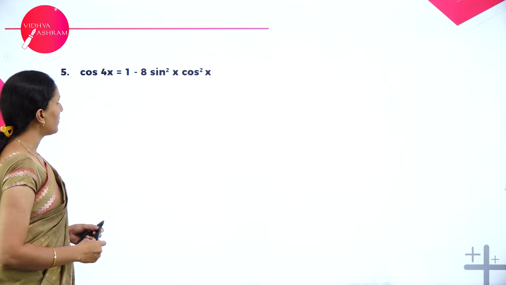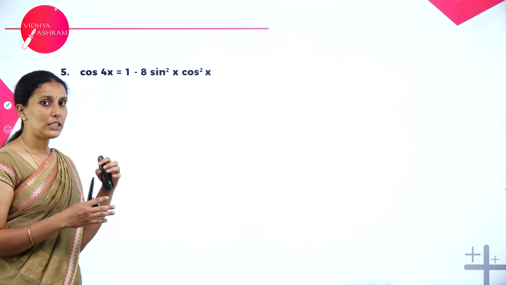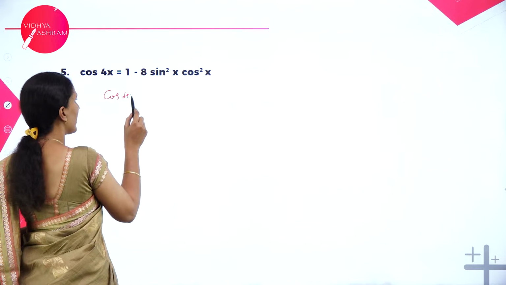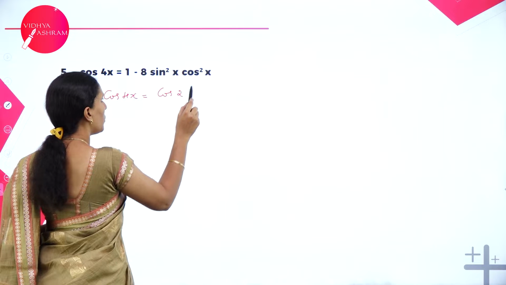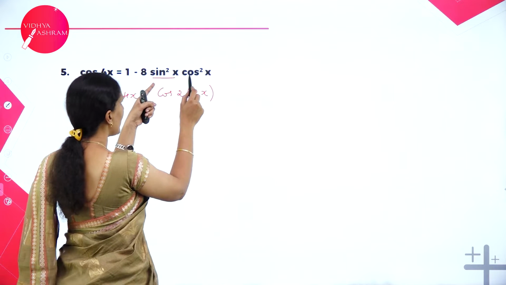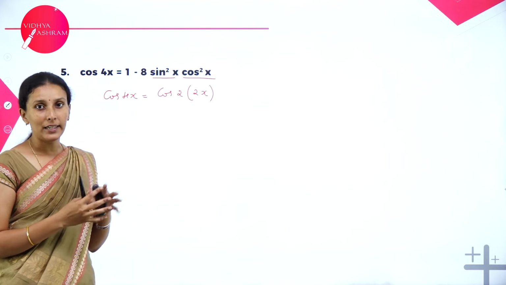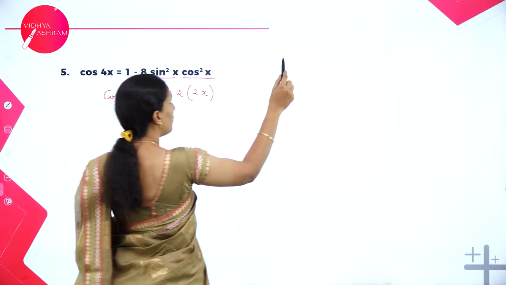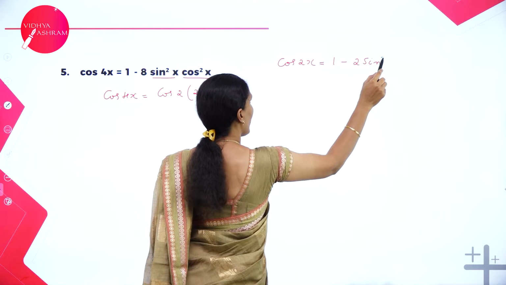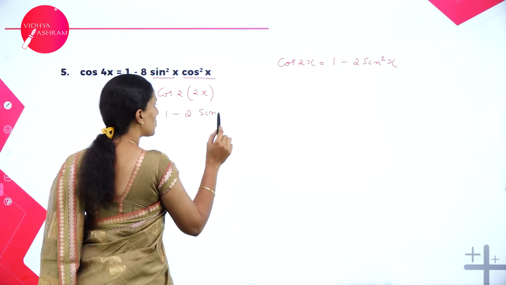Next question. Cos 4x is equal to 1 minus 8 sin square x cos square x. So as I have taken tan 4x as tan 2 into 2x, here also I will take cos 4x as cos 2 into 2x. Now here I need the terms sin and cos. So when I need the term sin and cos, I can express cos in terms of sin. So therefore, I know the formula of cos 2x as 1 minus 2 sin square x. So that's why I will write this as 1 minus 2 sin square x.